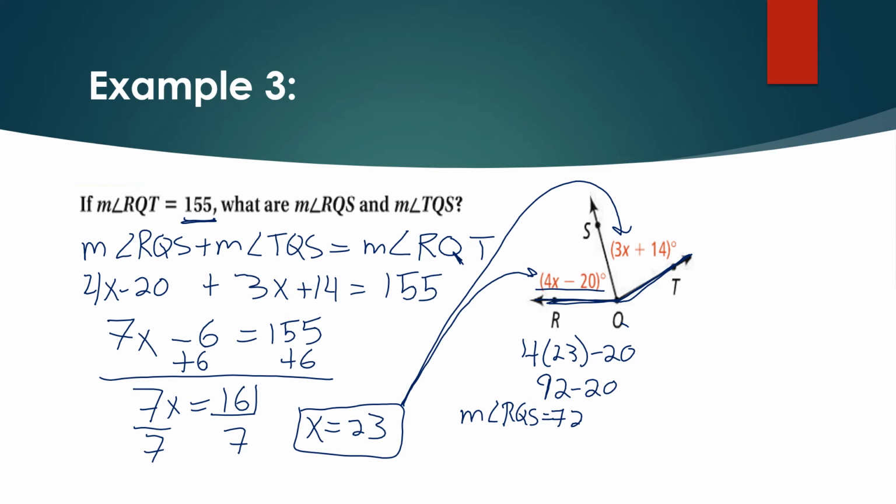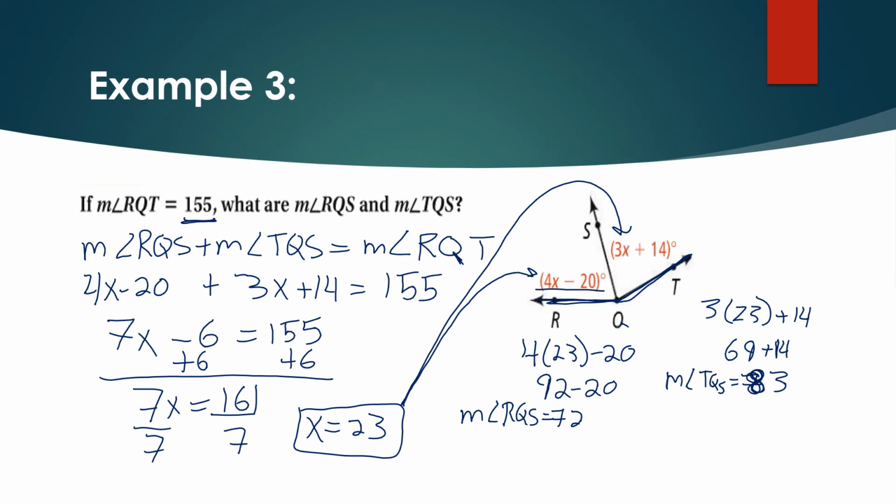And now for TQS, we're going to plug in 23 again. So it's 3 times 23 plus 14. So this should be 69 plus 4, which gives us 73. So the measure of angle TQS is 73. Now, how can we double check our answer? Well, to check our answer, all we need to do, oh goodness, this isn't plus 4, it's plus 14, meaning this should be 83. That's my mistake.